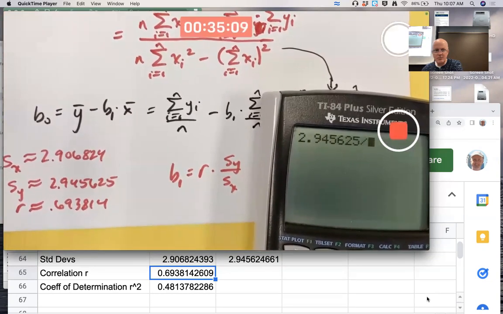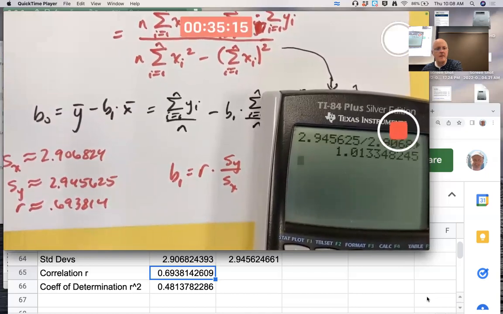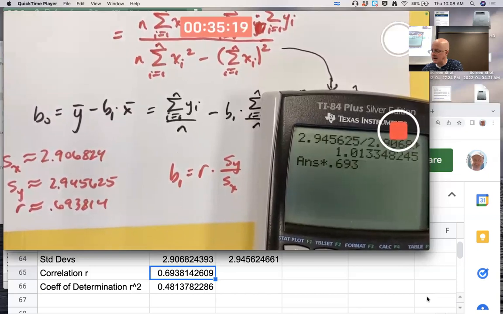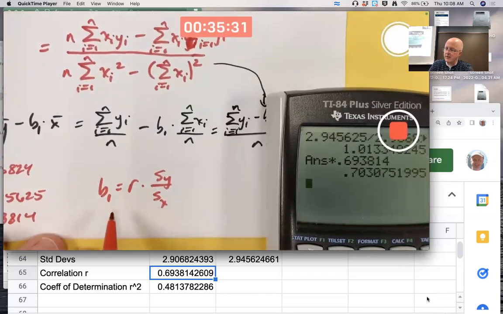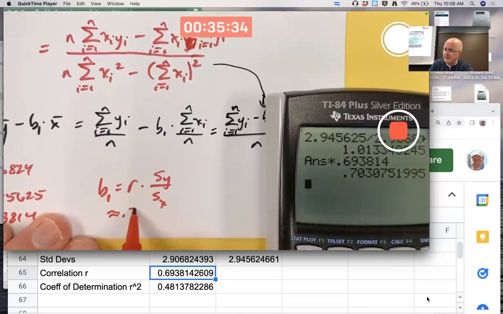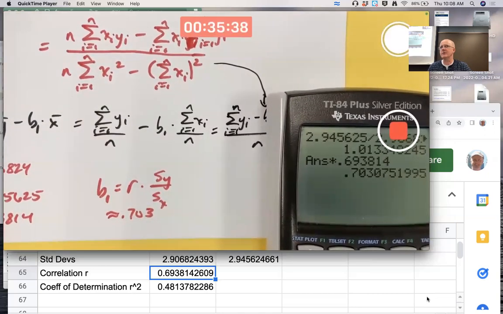2.945625 divided by 2.906824. Multiply times the correlation, 0.693814. And there's our friend, 0.703. That's the slope. So that is an alternative formula for the slope that I think is worth knowing. For one thing, if you've got the correlation, you've got the standard deviations, it's quicker to use.